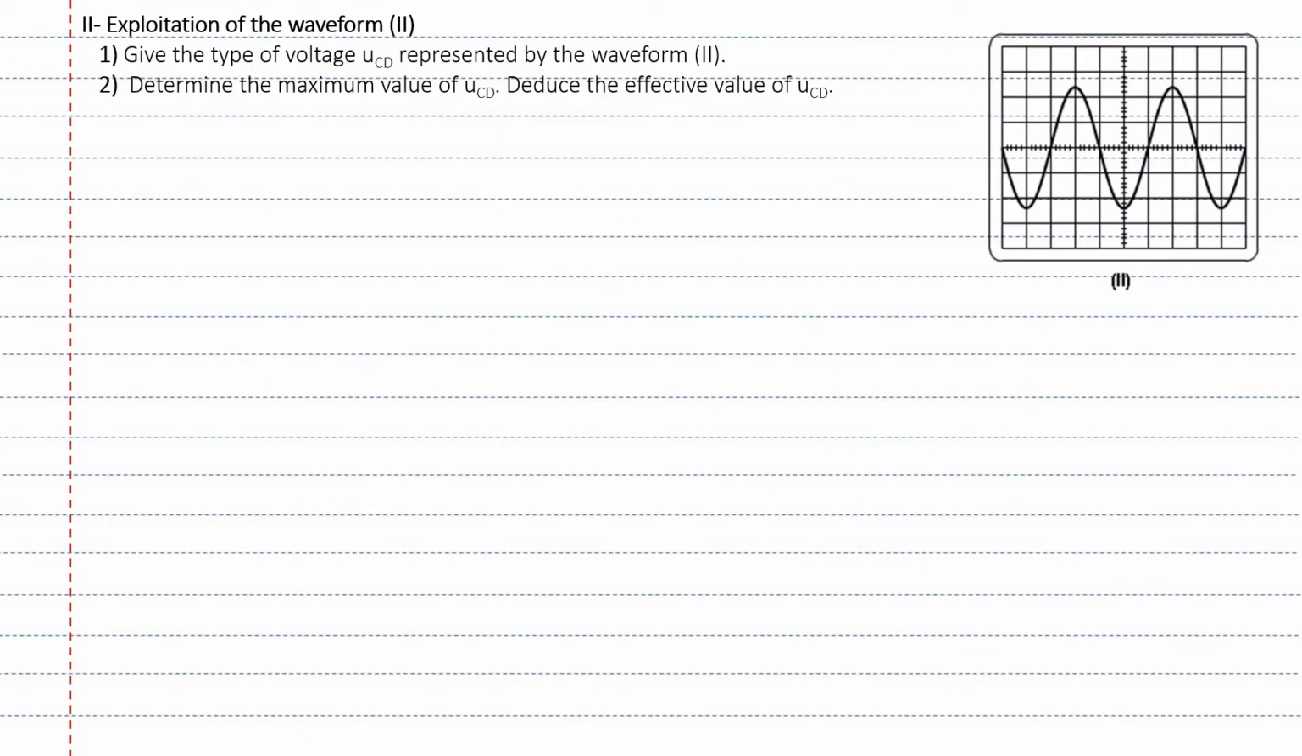Exploitation of waveform 2, which we know is voltage UCD as indicated later. Give the type of this voltage. Simply, this voltage is alternating because it's taking positive and negative values, and since the shape is like a wave, it's alternating sinusoidal. Now, we don't need to explain because it's not required.